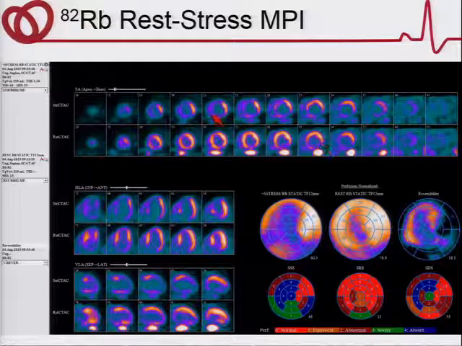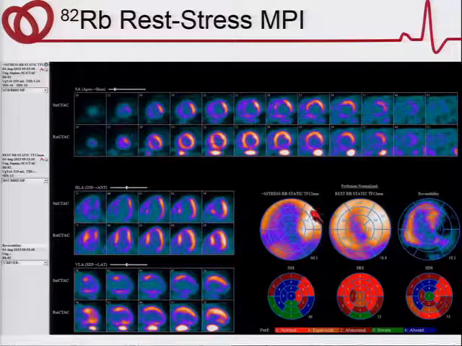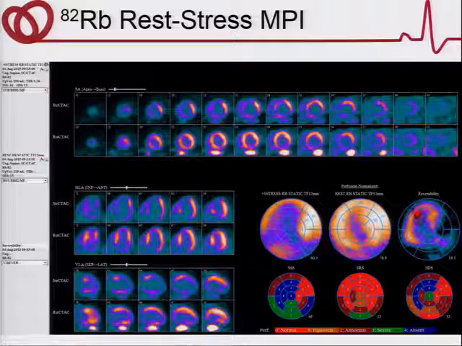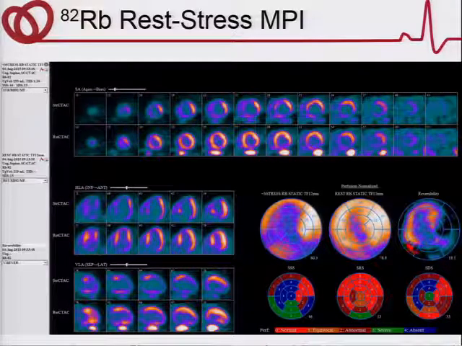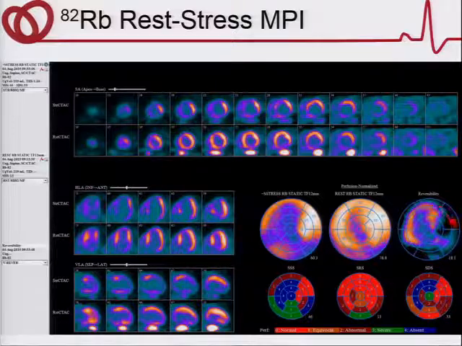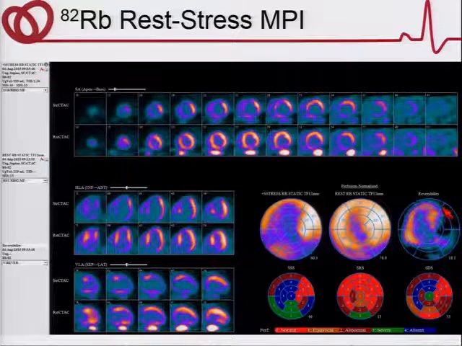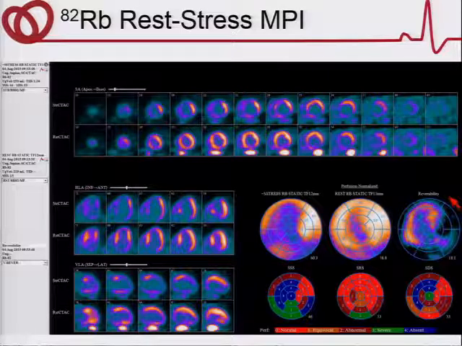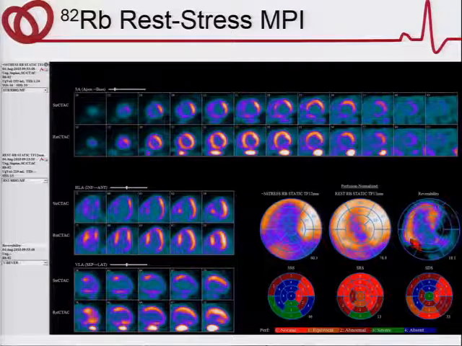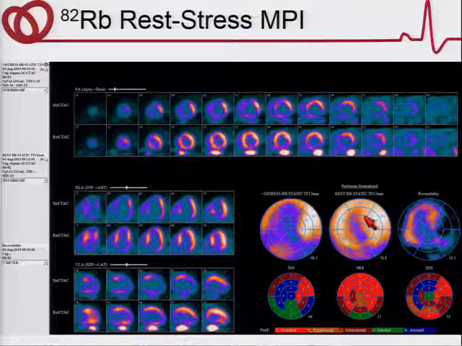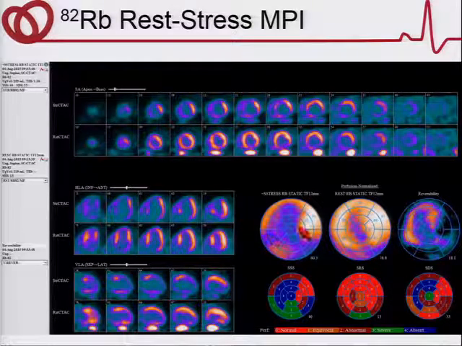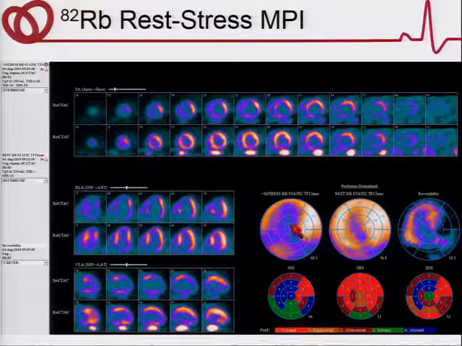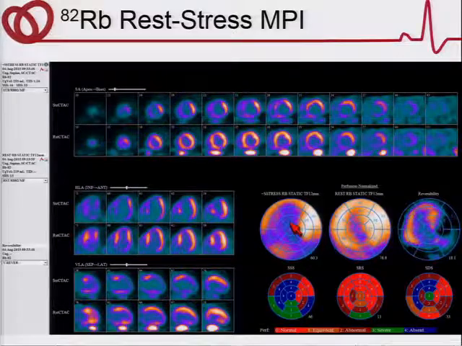You see stress on top, rest on the bottom, in polar maps showing a stress-induced perfusion defect that improves at rest with ischemic reversibility being very apparent. Some of that apparent benefit compared to the SPECT technetium tracers comes from improved extraction properties of rubidium at stress, where you may be able to unmask or visualize perfusion defects with a little bit more severity using a PET perfusion tracer.